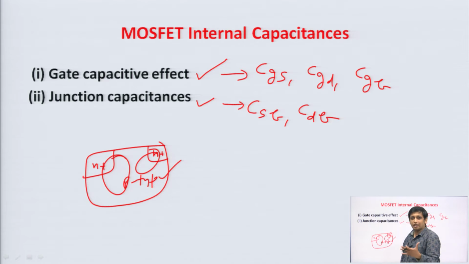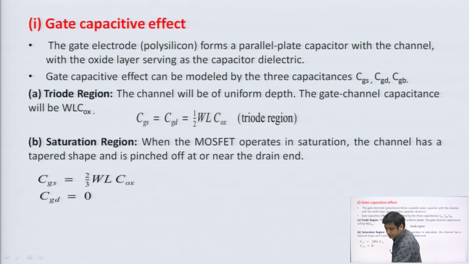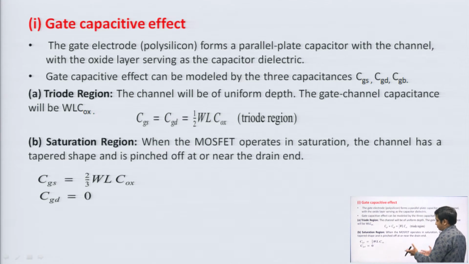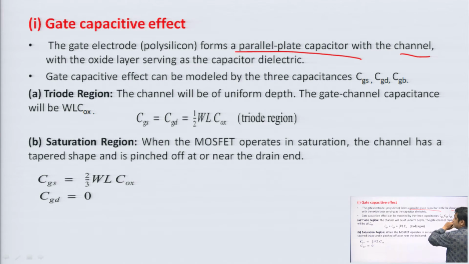Let us quickly review the values of these capacitances first, starting with the gate capacitive effect. These capacitors are formed, as we know from the devices part which we have studied, due to the formation of the gate electrode. The gate electrode forms a parallel plate capacitor with the channel.